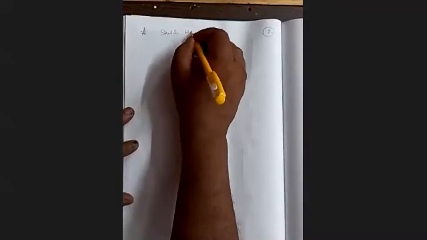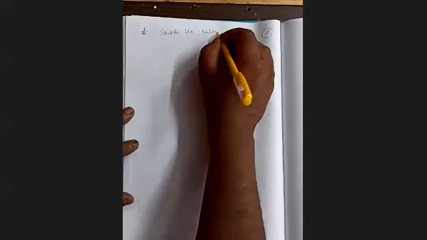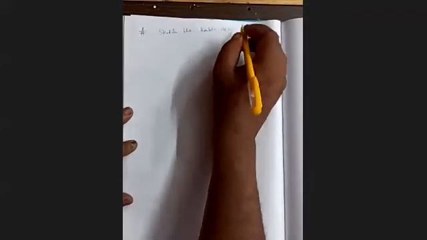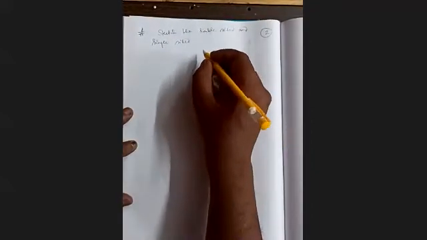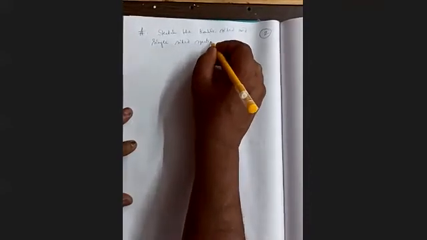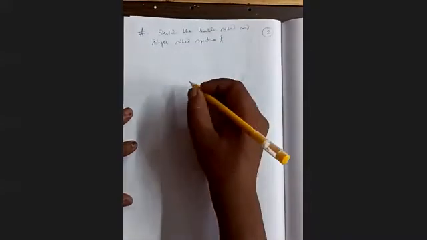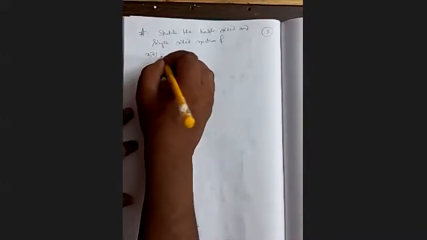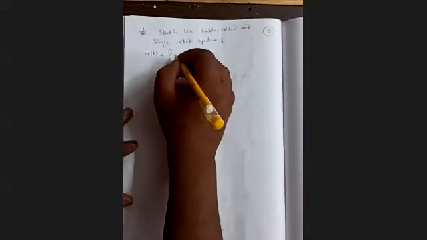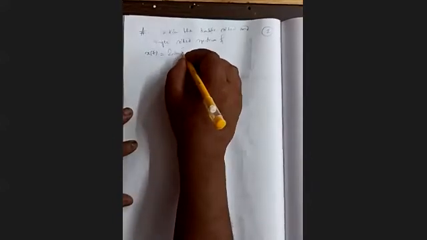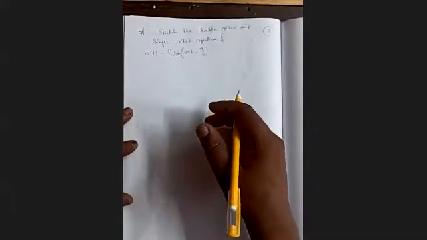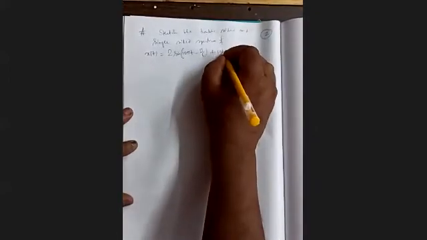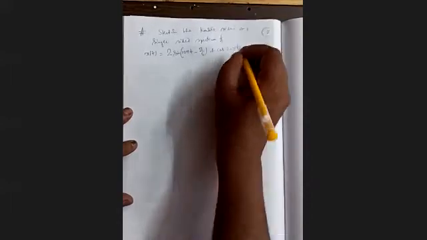Sketch the double-sided and single-sided spectrum of x(t) equal to 2 sin(10 pi t minus pi by 6) plus cos(20 pi t).